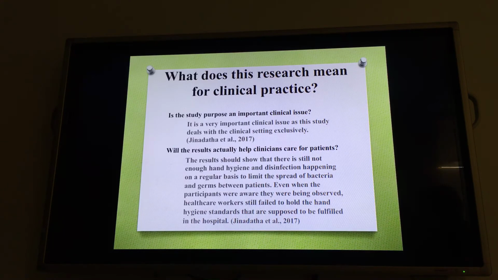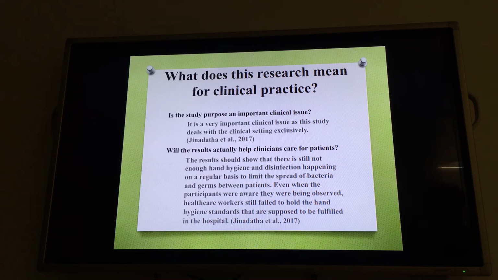What does this research mean for clinical practice? Is the study purpose an important clinical issue? It is a very important clinical issue as this study deals with the clinical setting exclusively. Will the results actually help clinicians care for patients? The results should show that there is still not enough hand hygiene and disinfection happening on a regular basis to limit the spread of bacteria and germs between patients.